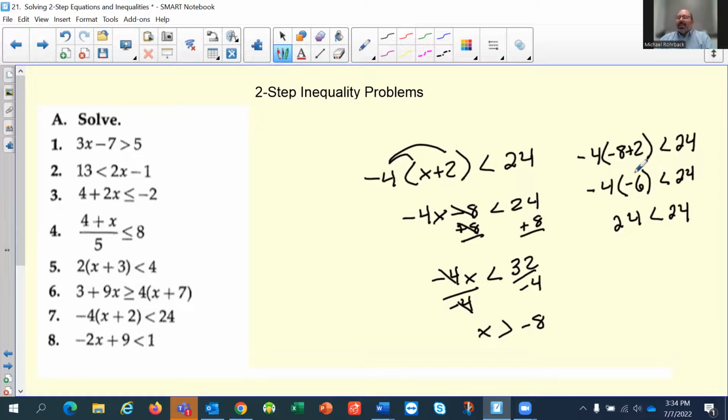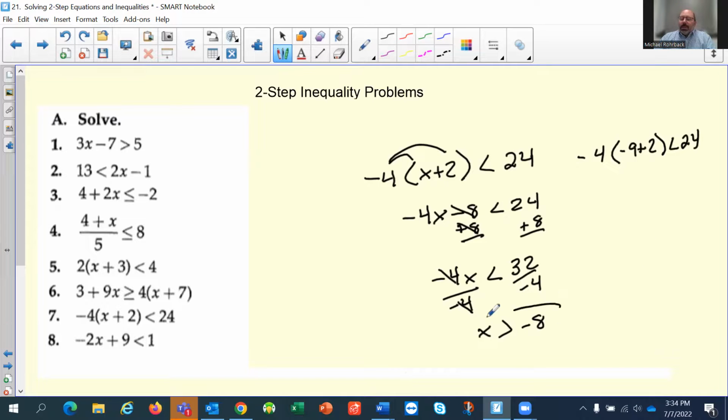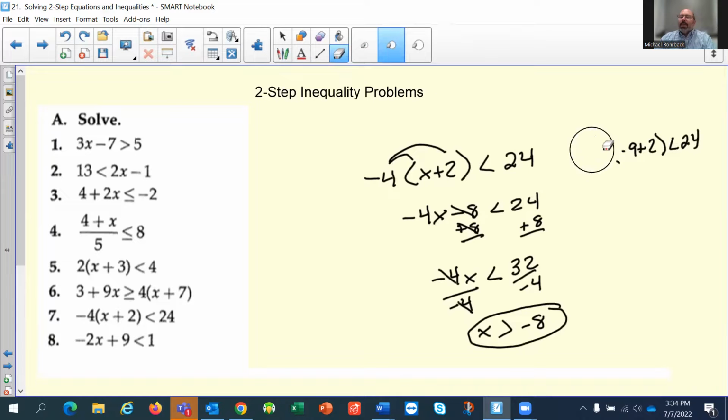We need a number greater than negative 8. So if we go back and we put in a number greater than negative 8, negative 4 times, let's say negative 9, plus 2 is less than 24. Now, our answer said x has to be greater than negative, oh boy, did I ever just make a mistake. Negative 9 is not greater than negative 8. This is the problem with talking at the same time. Talking and mathing at the same time doesn't go. How about negative 7? Negative 7 is greater than negative 8. Okay, now we've got a number greater than negative 8.